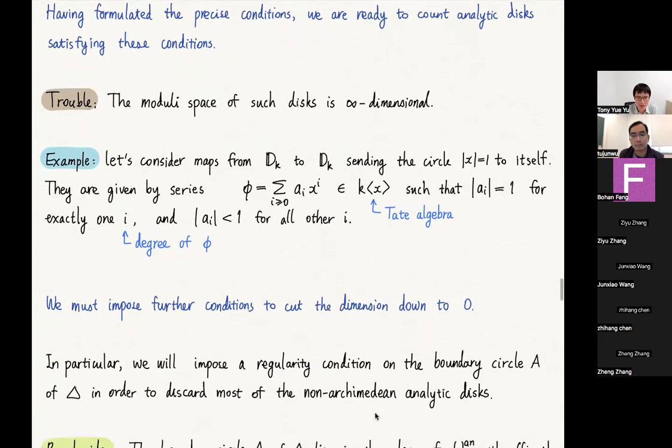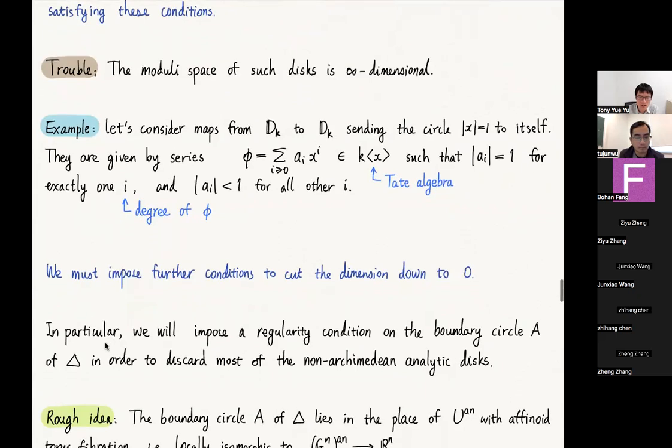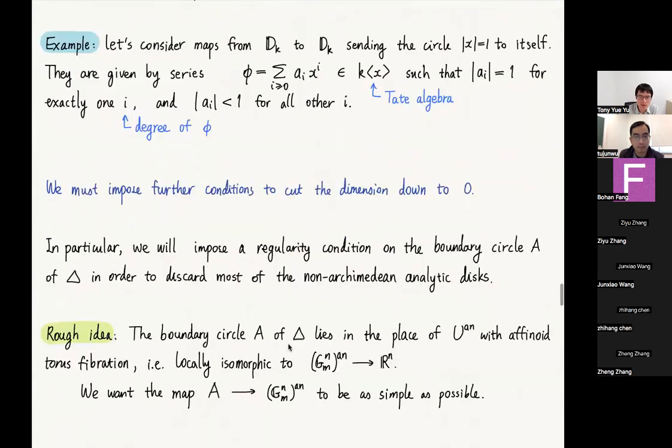Yeah, so what do I mean here? The observation is that the boundary circle of the disk lies in the place of our target with affinoid torus fibration. And the affinoid torus fibration means that it's locally isomorphic to this standard torus fibration. So we see that the boundary lies in this kind of standard place. And we just want this map from the boundary circle to this algebraic torus to be as simple as possible.